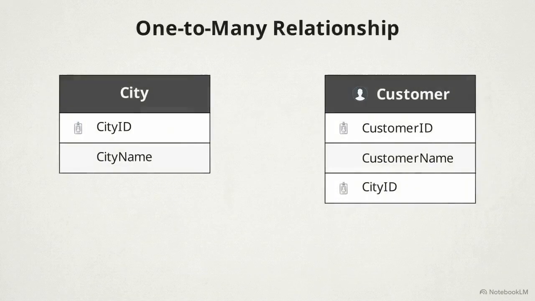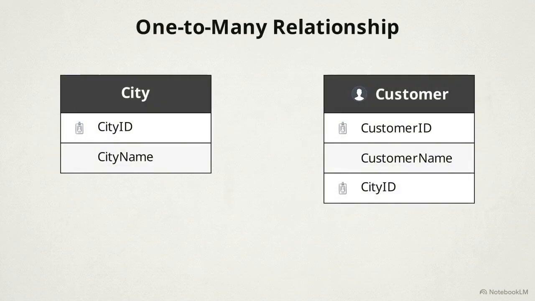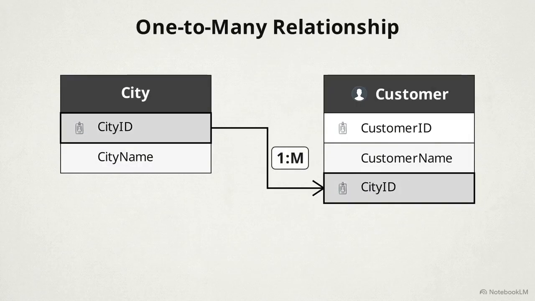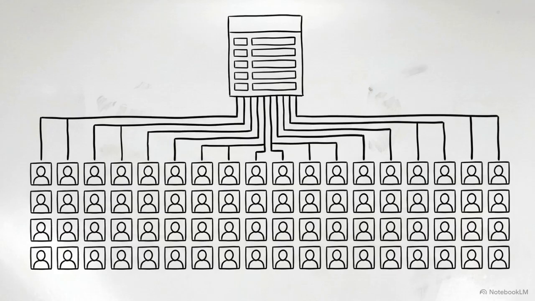The most common connection in database design is the one-to-many relationship. Here, a single city ID in the city table can be linked to multiple different customers who reside in that city. This allows the database to organize information hierarchically without repeating the city's full details for every single customer record.